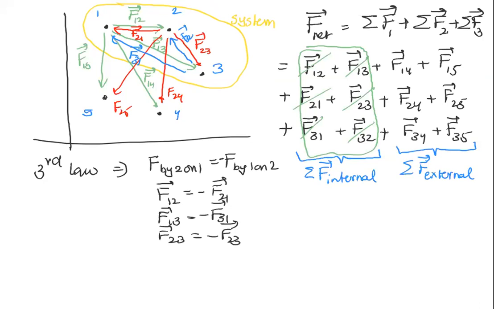Ye aa raha hai samajh mein sabko? This I think is very, very simple to understand. Abhi tak kya ho raha tha ki hamare system mein keval ek hi particle rehta tha.